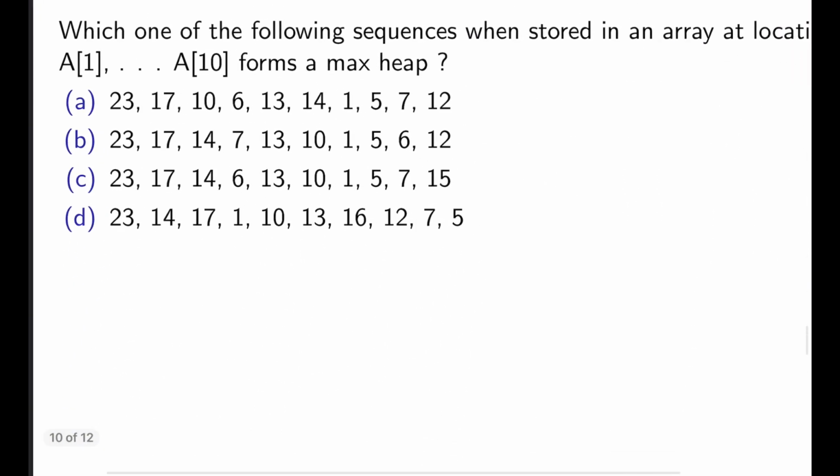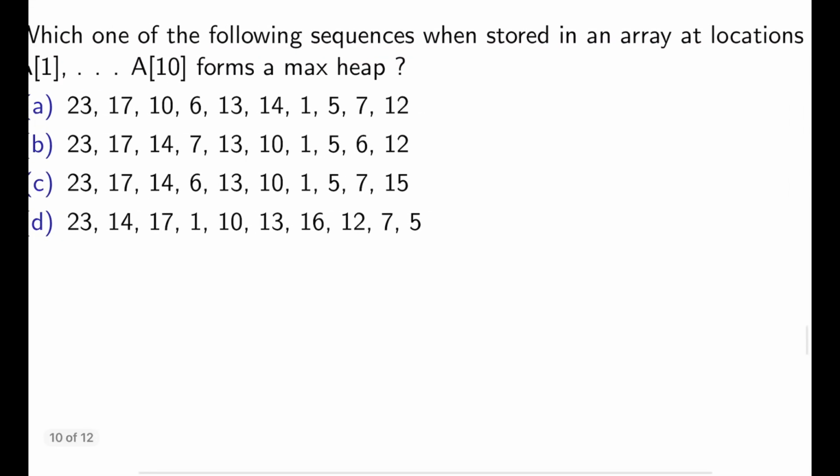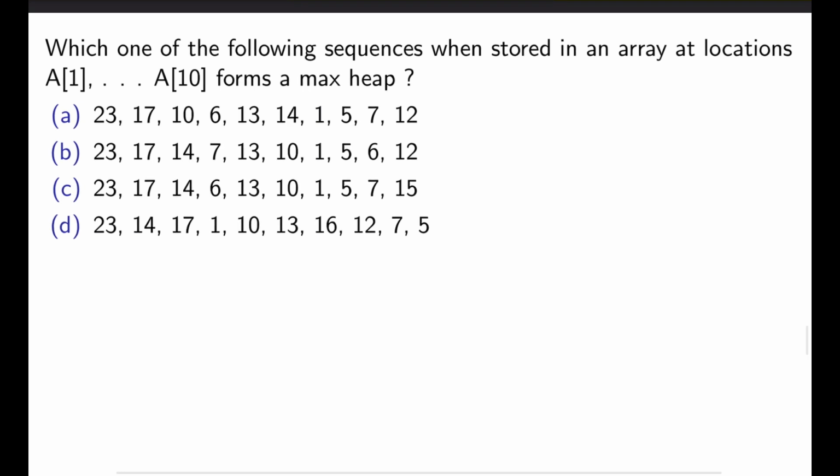Which one of the following sequences, when stored in an array at locations A[1] to A[10], forms a max heap? Here A means the name of the array. It is clearly written that it is a max heap. If only heap is written, you have to check whether it is a max heap or min heap.